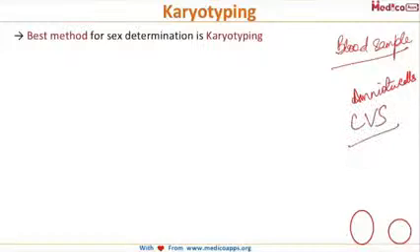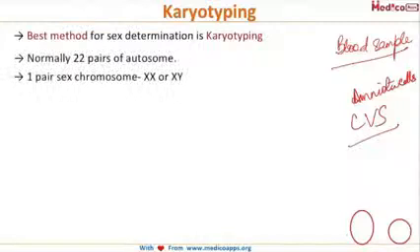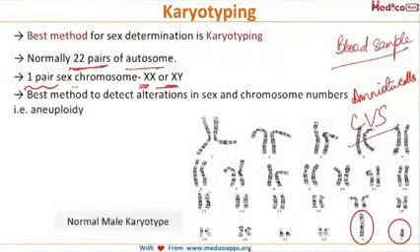So as I told you, this karyotyping gives you the entire chromosomal picture of an individual. So if the Y chromosome is present, it will be a male, and if the Y chromosome is absent, it will be a female. Normally if we do karyotyping for human beings, we can see that there are 22 pairs of autosomes and 1 pair of sex chromosomes, that is either XX or XY. Now here you can see a normal male karyotype. In this we have 22 pairs of autosomes and 1 pair of sex chromosomes, that is X and Y.